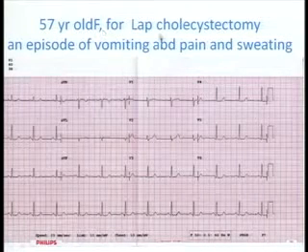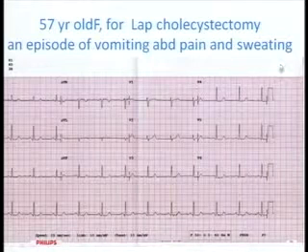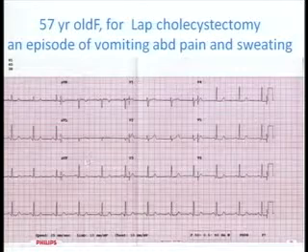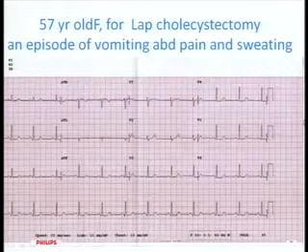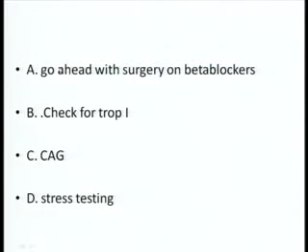A 56-year-old lady for lap cholecystectomy with an episode of vomiting, abdominal pain, and sweating. This is the electrocardiogram, lead 1, 2, 3, AVR, AVL, AVF, V1 to V3, V4, V5, V6. Would you go ahead and give clearance for surgery on beta blockers, check for troponin, do a CAG, or do a stress testing?